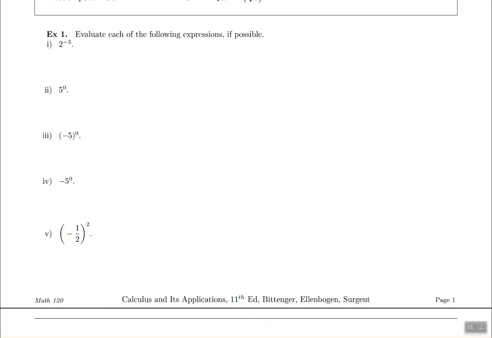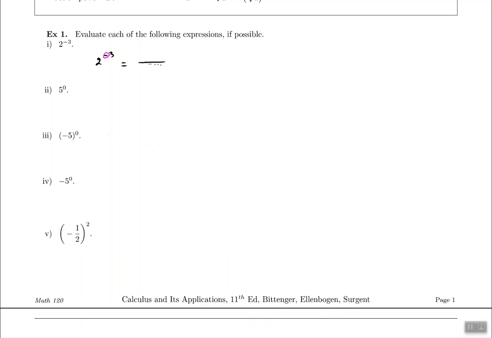So now that we have seen the list of the exponent rules, let's go ahead and practice with some actual values. The first one says 2 to the power of -3, and the question here is to evaluate each of the following expressions if possible. Evaluate is a word in math that we use to mean just find what the answer is going to be. So just compute, basically.